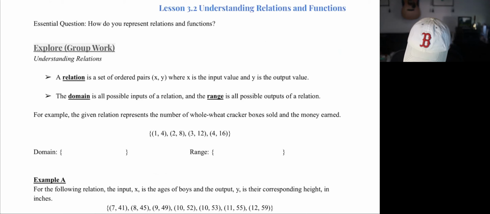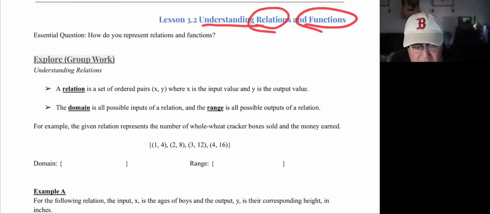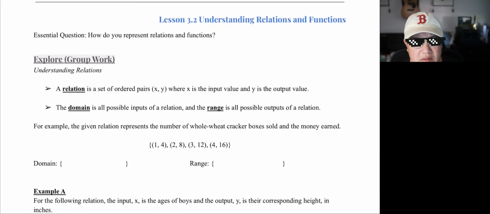So today, before the essential question, we're understanding relation and function. So we have to have a definition, right? So we're going to start with relations. The very first thing we have over here is the definition. What is a relation? A relation is basically any set of ordered pairs (x, y) where x is the input value and y is the output value, right? Now here, there's no rules about the relationship between the x and the y.